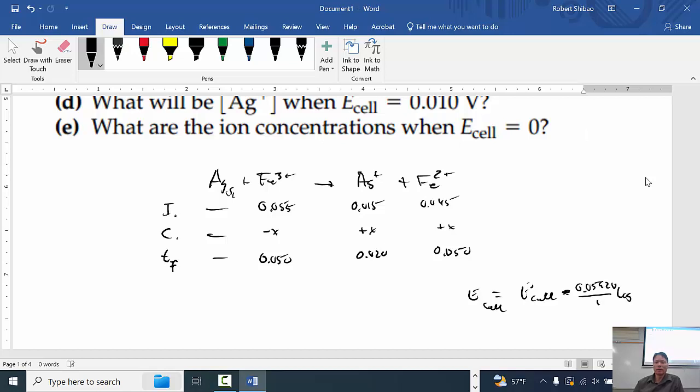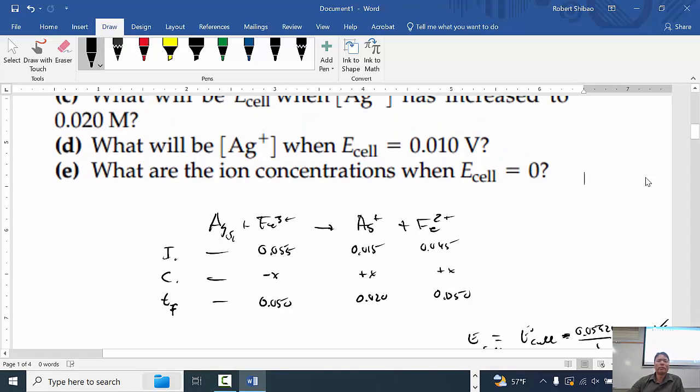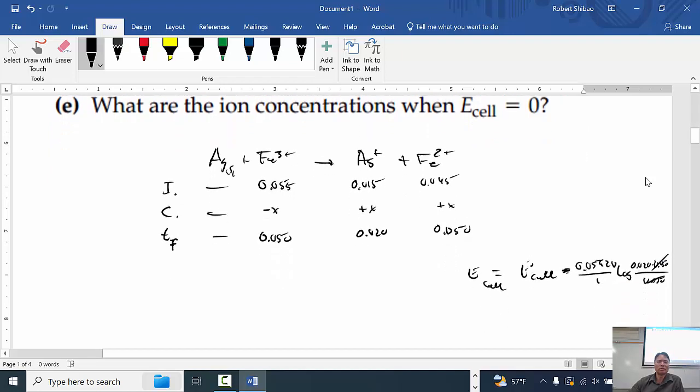This is going to be log of 0.02 times 0.05, divided by 0.05. The 0.05s will cancel. It's just log of 0.02. Calculate that. What will be the silver ion concentration when E of the cell is equal to 0.010 volts?